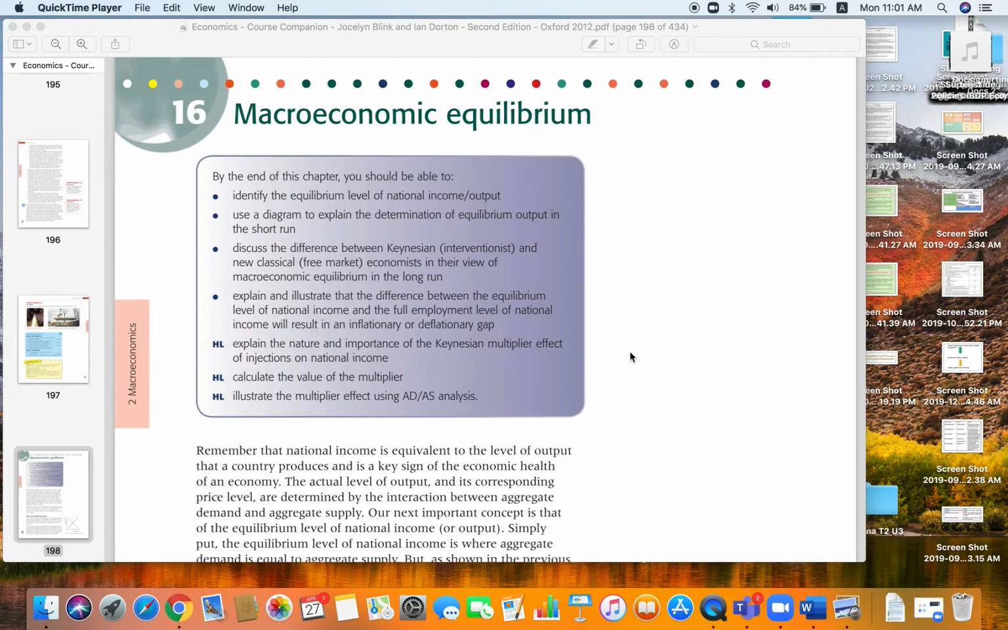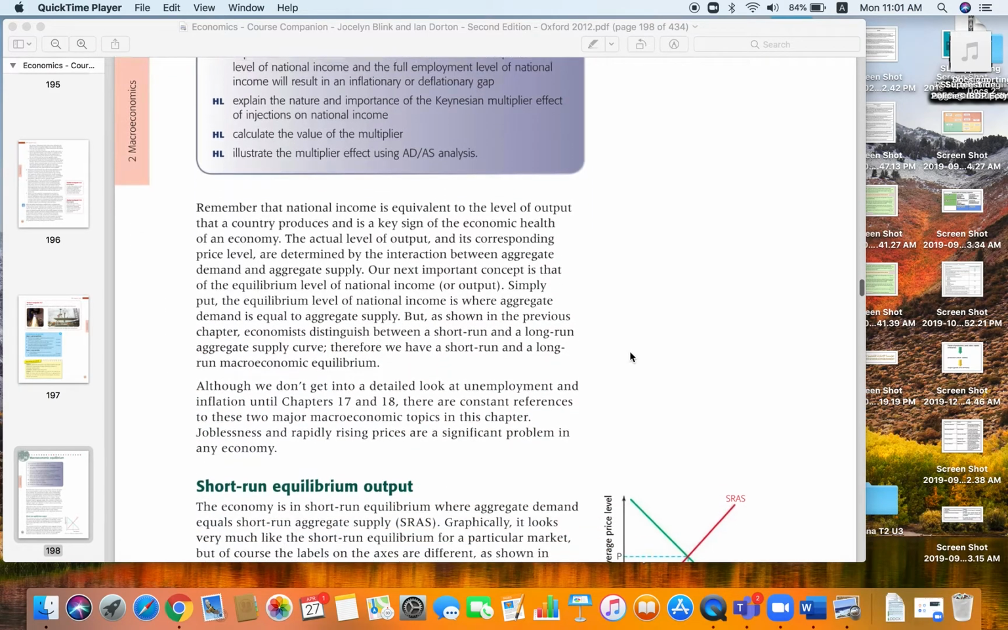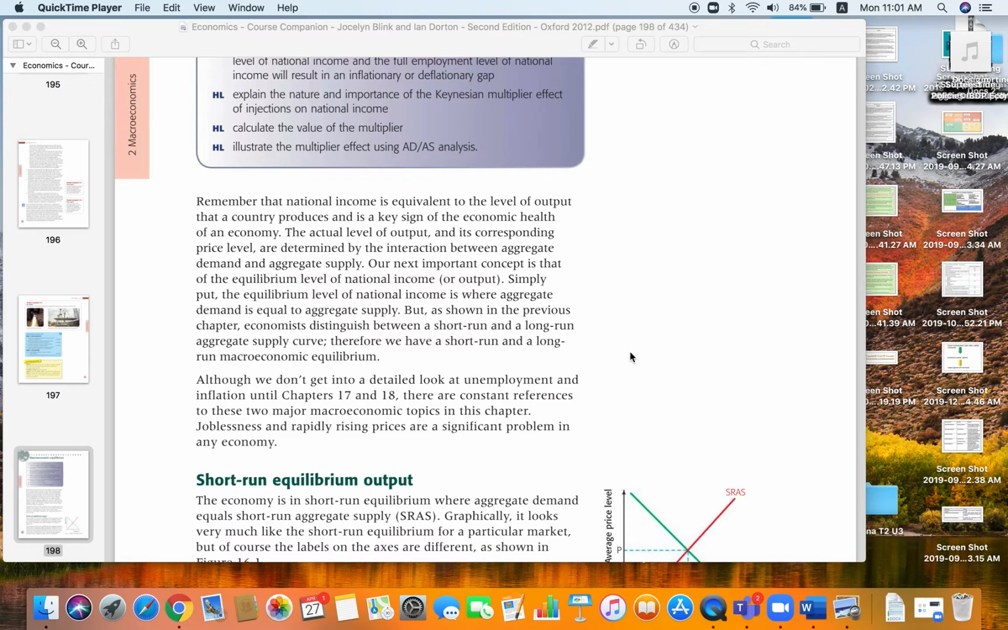Right, welcome everyone. Today we're finally going to put together aggregate supply and aggregate demand and come up with macroeconomic equilibrium. Isn't that exciting? It's not going to be terribly different from what you're used to, and you can probably guess the impact of putting the two graphs together. Don't forget that national income is pretty much how productive or healthy an economy is. So the higher the national output, or the income level, the better off a country is doing.